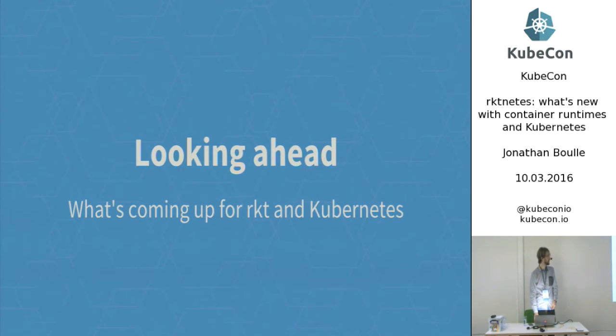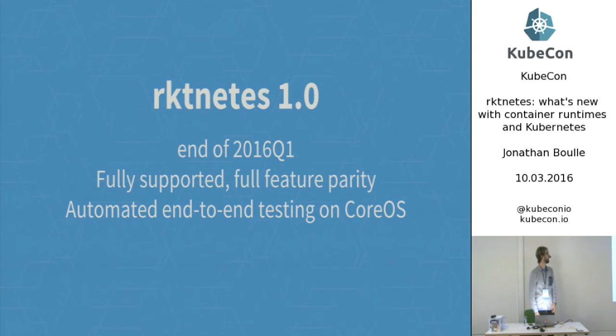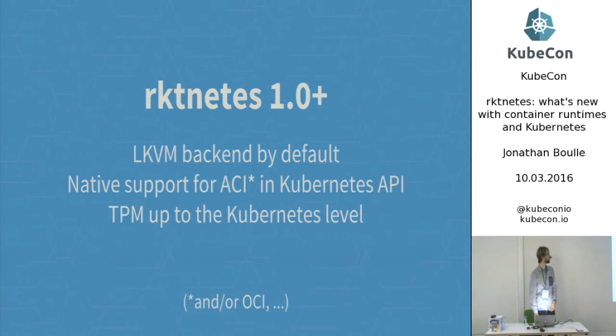So I've got about 10 minutes, so I'll talk a bit about some other stuff that's coming. The first is RocketNetes 1.0. As I said, we're nearly there, but not quite. We're really targeting the end of the quarter, and we're hoping to have it fully supported with the next release, Kubernetes 1.3. A key aspect for us is having fully automated end-to-end testing on CoreOS, so that every time a change goes up to Kubernetes, we're actually running it against the Rocket backend on CoreOS.